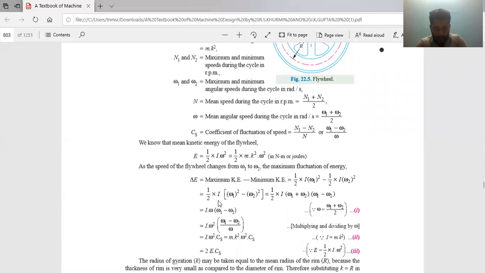Half and I are common, take them out in a bracket: omega 1 square minus omega 2 square. Now this is a square minus b square, I can write it as a plus b into a minus b. So half into I into omega 1 plus omega 2 into omega 1 minus omega 2. Now, I know that mean angular speed omega is equal to omega 1 plus omega 2 by 2. So this expression is omega 1 plus omega 2.